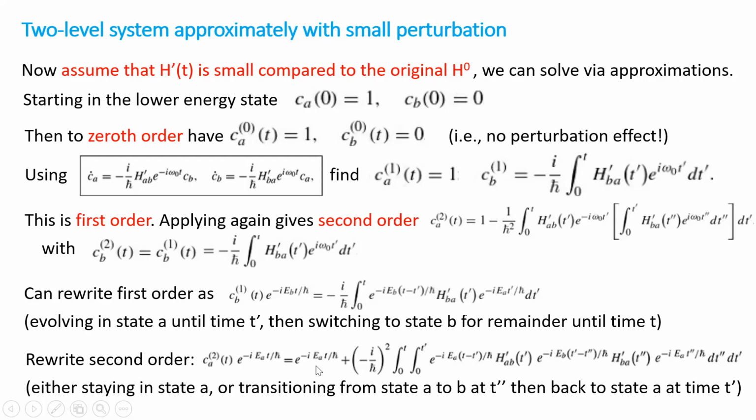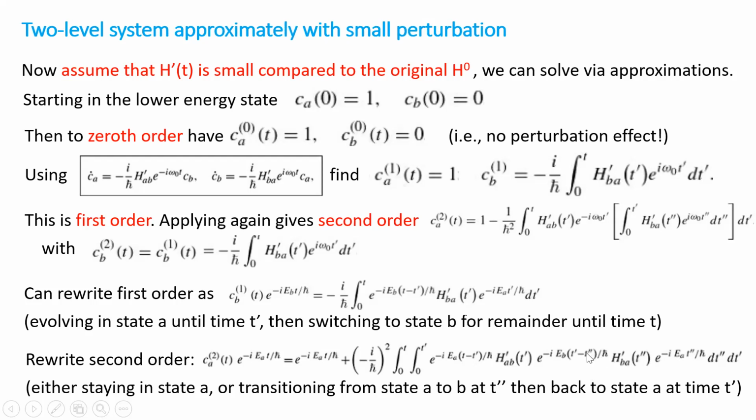Anyway, what we can see is that there's two processes here. One is that the e to the minus iAt over h bar here means that the probability just evolves in state A. So that's the case where there's no transition. Now this one right here, if we read again from right to left, we evolve for a while in state A using the e to the minus iAt double prime over h bar. Then we switch from A to B at time t double prime.